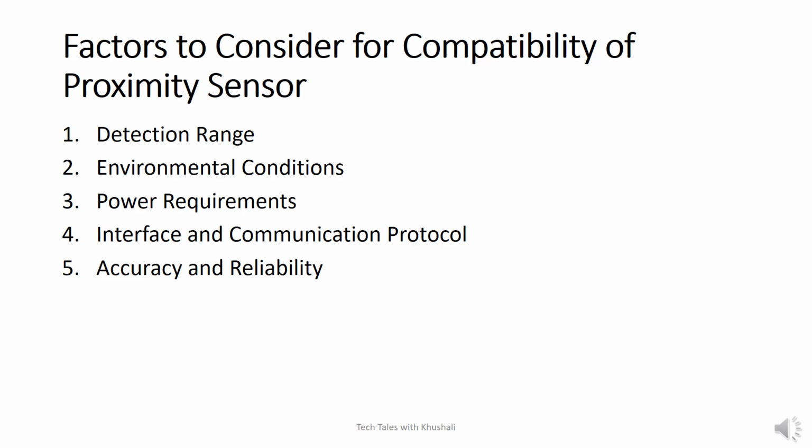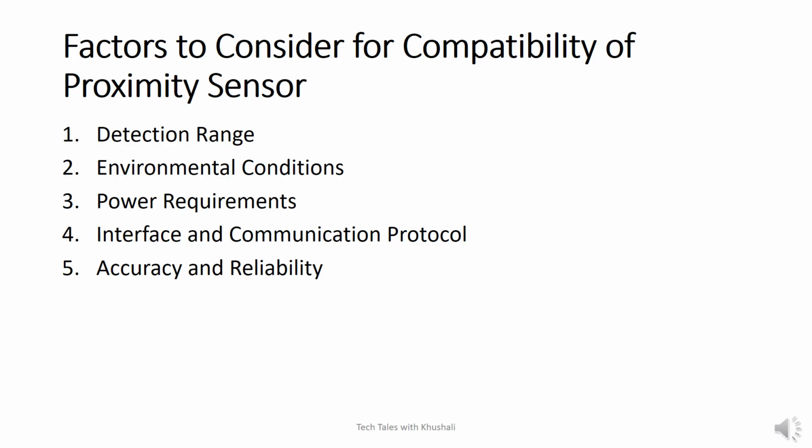Now let's discuss a few of the factors to consider for compatibility of proximity sensors. First is detection range. Consider the distance over which the sensor can detect objects. Different types of sensors may have different effective ranges. Inductive sensors usually have a shorter range while ultrasonic sensors have greater distances. Match the sensor's range with the specific requirements of your application to ensure it functions effectively within the environment.